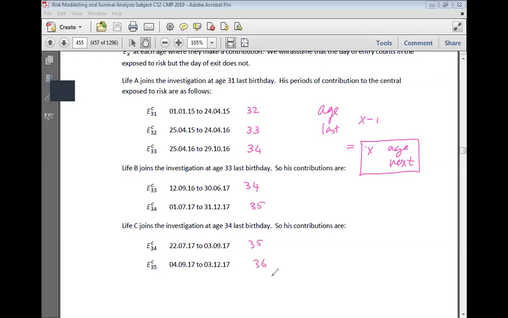And the question asks us to see the contribution to EC34. So we will have these dates and we will have these dates. And for the C guy, there are no dates. So this life C does not contribute at all to EC34, again, when we use the definition age next. Does this make sense to all of you?